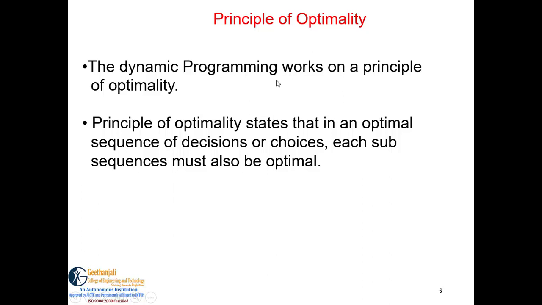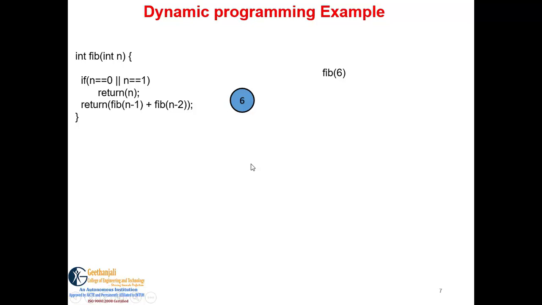Dynamic programming works on the principle of optimality. What is this principle of optimality? It states that in an optimal sequence of decisions or choices, each subsequence must also be optimal. To explain that, I have taken the Fibonacci example, which is a recursive example. To compute the current Fibonacci number, you add the previous two numbers. When you call Fibonacci of 6, it invokes Fibonacci 5 and Fibonacci 4.